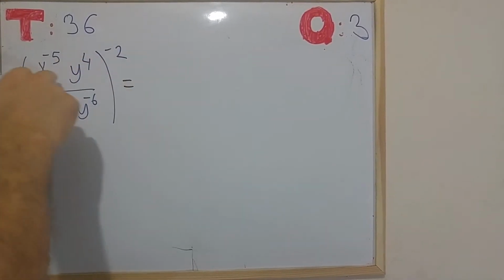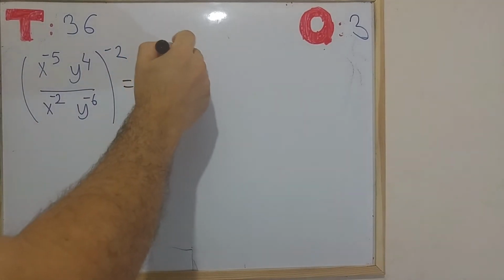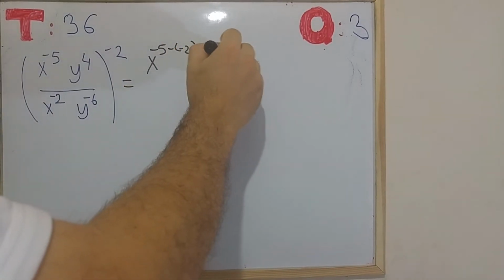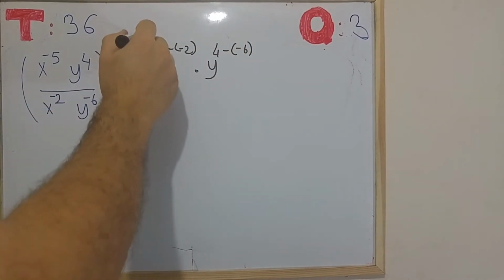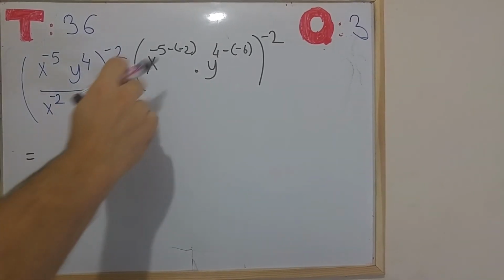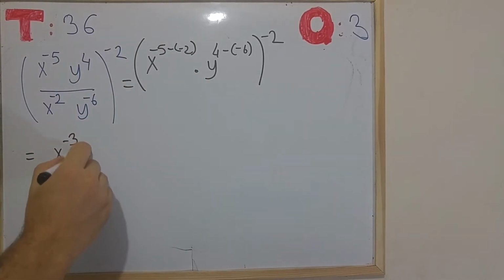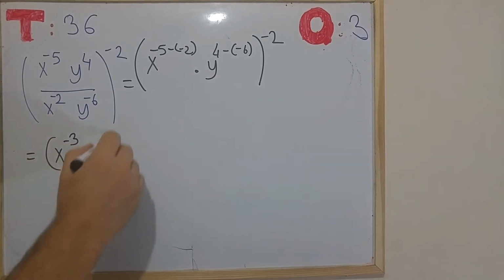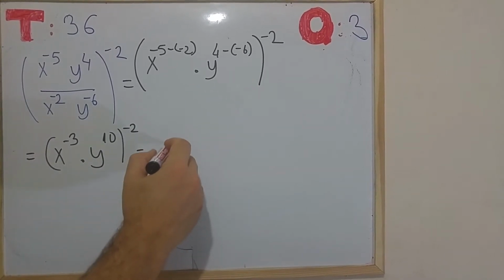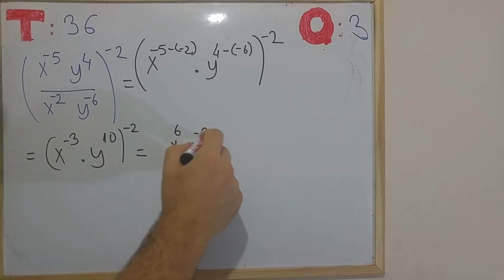This is equal to x to the minus 5 minus minus 2 minus minus 2 times y to the 4 minus minus 6 to the power of minus 2. So what we have here is x to the minus 3 times y to the 10 to the minus 2, which means we're going to change signs when we multiply. This is going to be x to the 6 y to the minus 20.